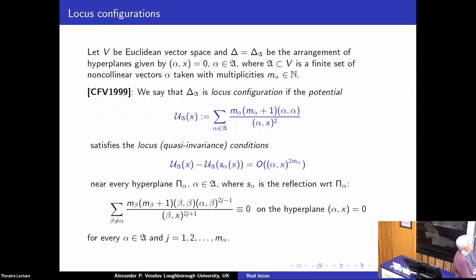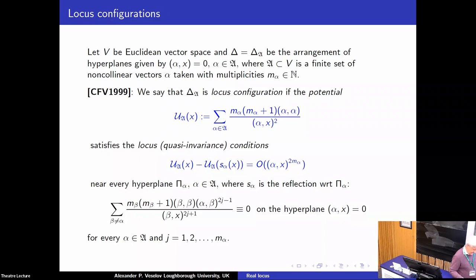A locus configuration of hyperplanes is defined as follows. You can label this hyperplane arrangement simply as the product of (alpha, x) to the power m_alpha, which is of course defined uniquely. But in this story, one should consider a potential, which contains all the information about the hyperplane arrangement as its singularities. This comes from the theory of Calogero-Moser type systems. The m_alpha are integers here; in Calogero-Moser they are arbitrary, but here it's very special. This is our definition with Oleg Chalykh and Misha Feigin, and this is a locus configuration.